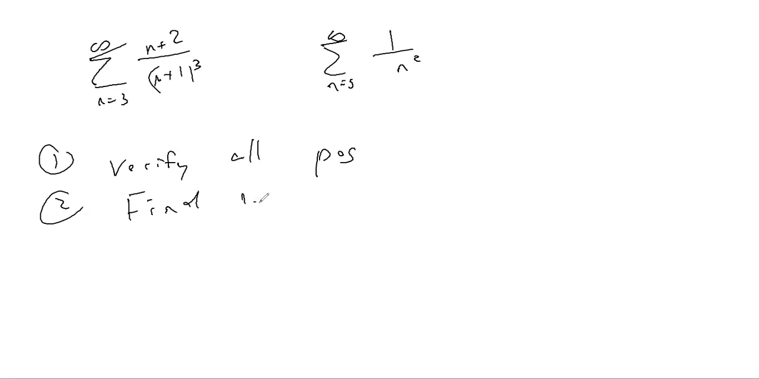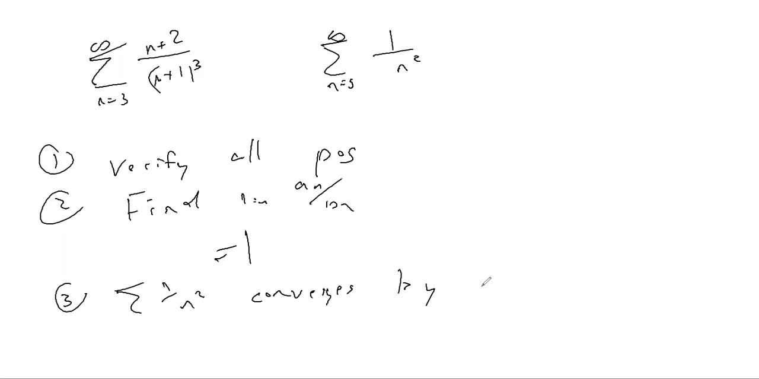Find limit an over bn. Okay, we said that was equal to 1. So 1 over n squared converges by p-test. So the original series converges by limit comparison test.